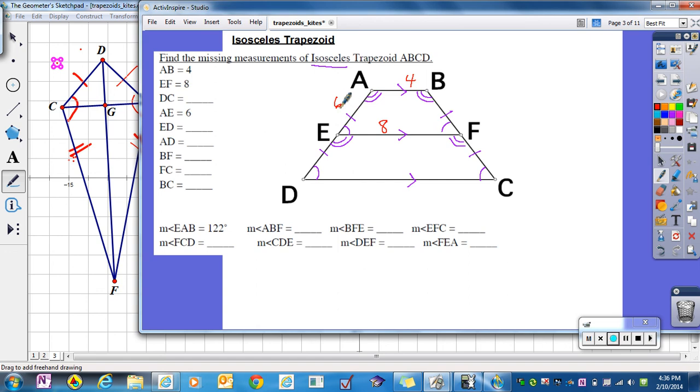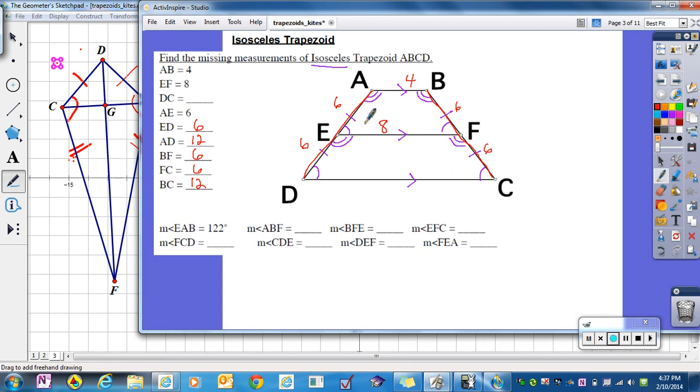Let's do the easy part of this. If AE is 6, that means all of these parts of the sides are going to be 6 as well. So ED is 6, BF is 6, FC is 6. I can find AD because AD is going to be the entire side, which is 12. And then BC is the other entire side, which is congruent to that, which is also going to be 12. Now all I have left to find out is what DC is.